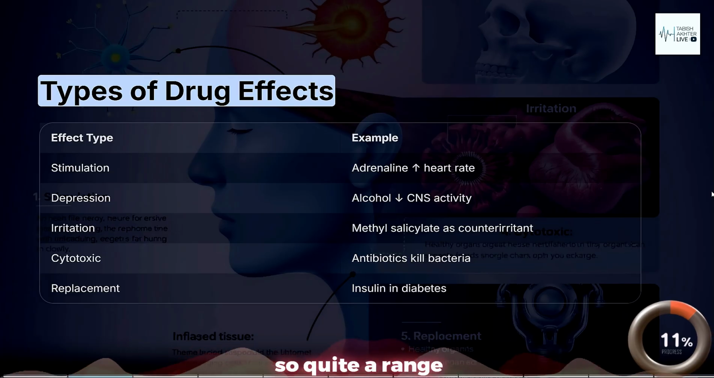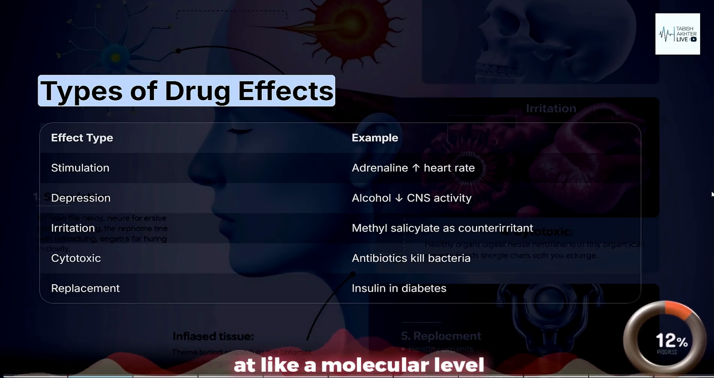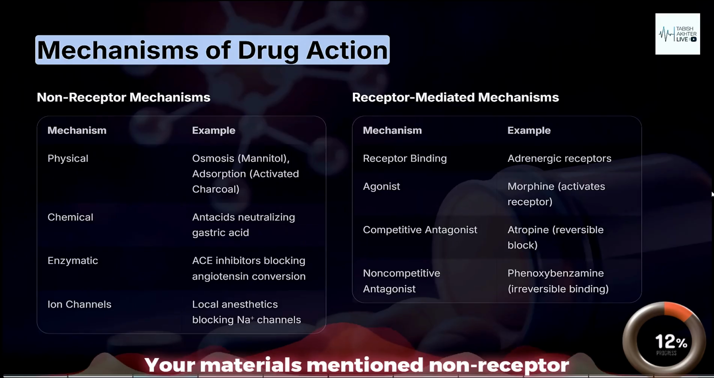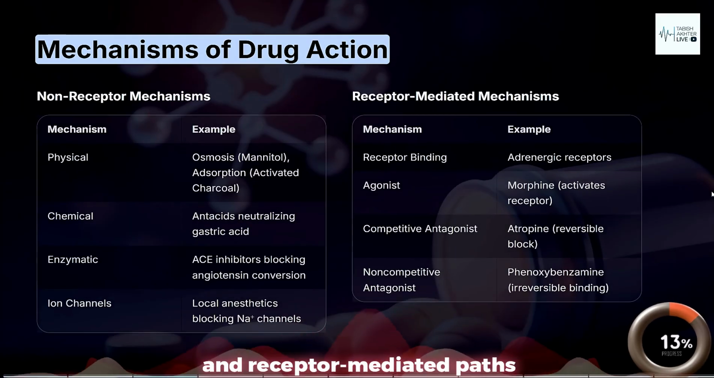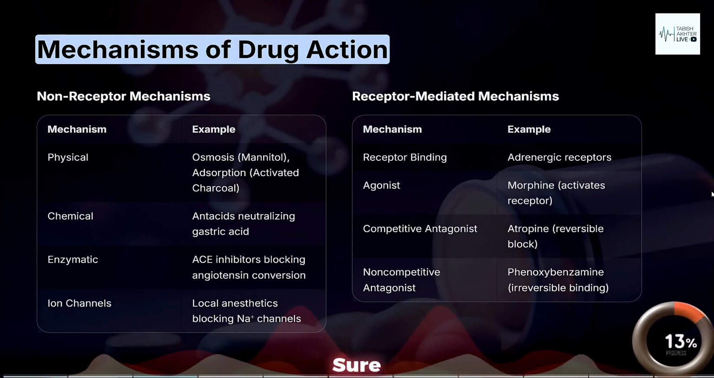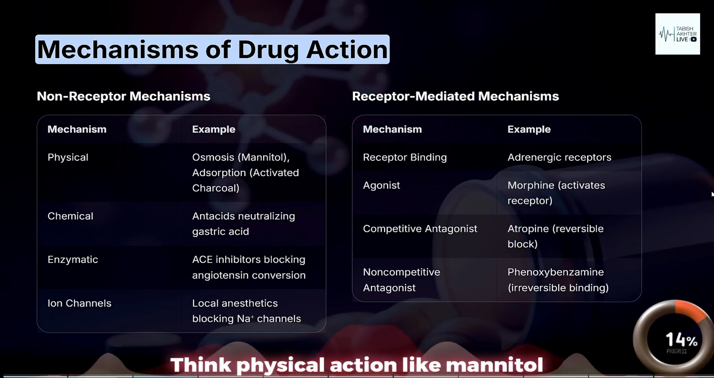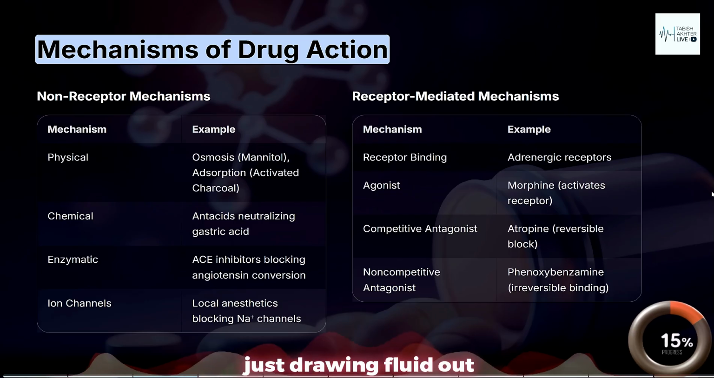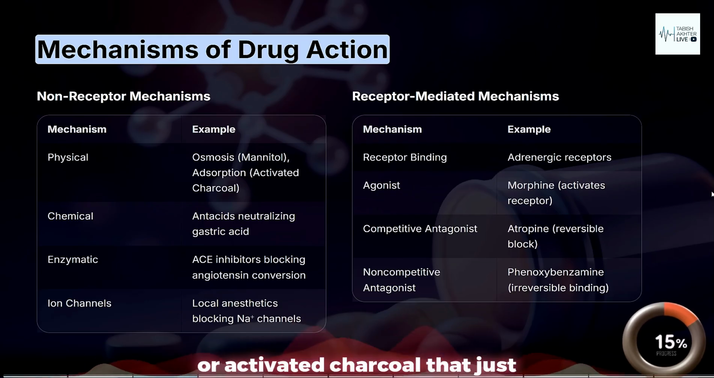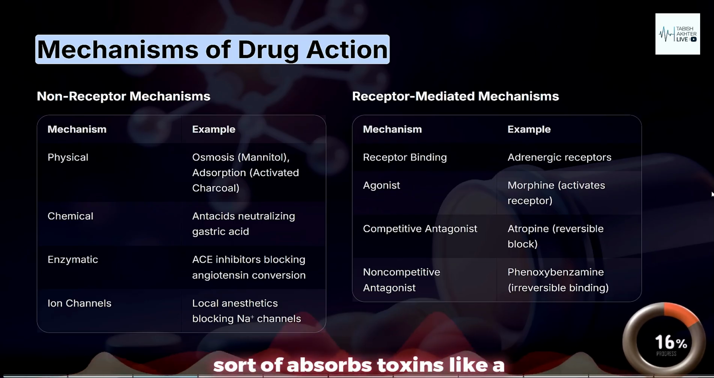Okay, so quite a range, but how does that actually happen at a molecular level? Your materials mention non-receptor and receptor-mediated paths. Let's maybe break those down a bit. Sure. Non-receptor ways are, well, sometimes more direct. Think physical action, like mannitol using osmosis, just drawing fluid out. Or activated charcoal, that just sort of absorbs toxins like a sponge.